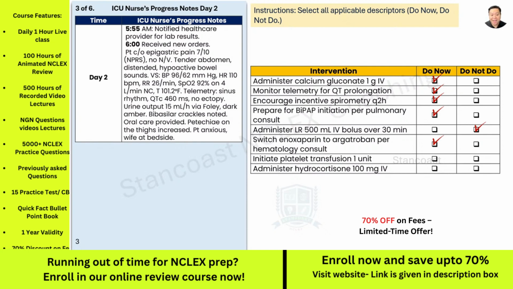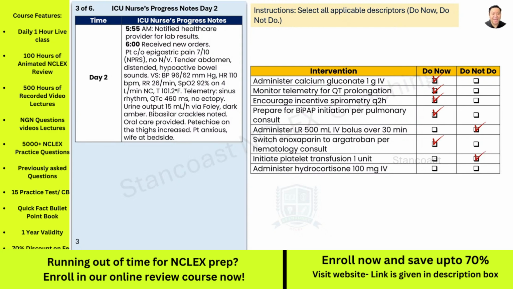So the outcome on this one should help stabilize the platelet count and also decrease the risk of thrombosis, especially that our patient has that HIT development. Now, moving into our next intervention, it says initiate platelet transfusion 1 unit. Is it do now or do not do? The answer is do not do, because there is no order for platelet transfusion.